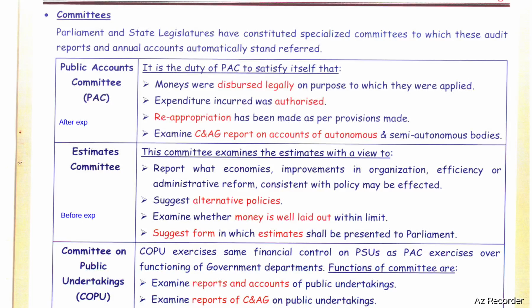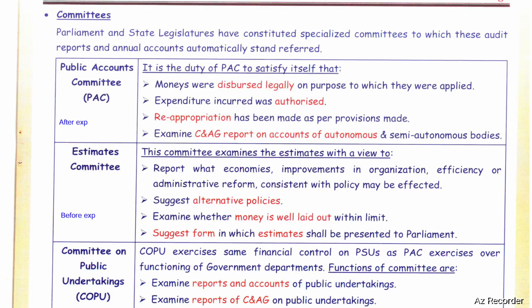Second type of committee is Estimates Committee. Estimates Committee performs audit before incurring of expenditure. This committee examines the estimates with a view to report what economies, improvements in organization, efficiency, or administrative reform consistent with policy may be effected.